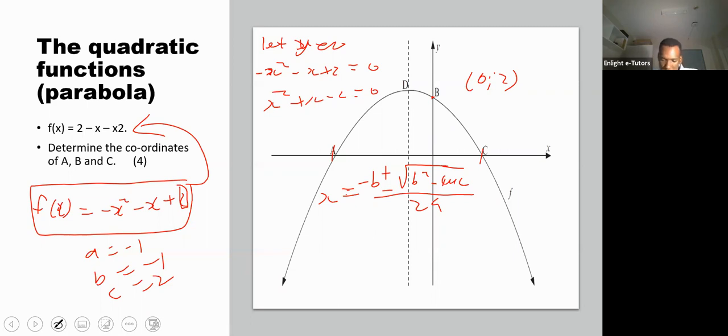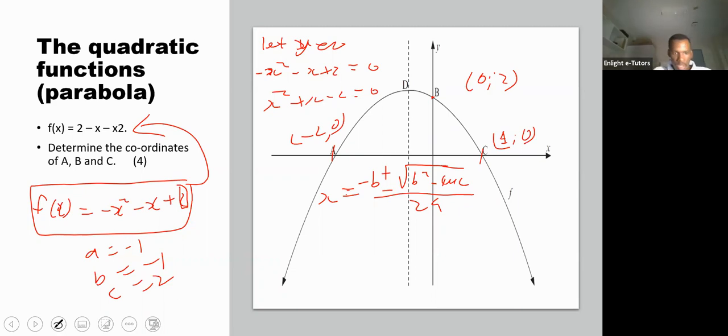So the b is -1, so minus b is 1 plus or minus, and then a is also -1. My c is 2. 2 into -1. Yes, the first one is -2. Then the second one is 1. So we already got the coordinates. This one is (-2, 0). This one is (1, 0).